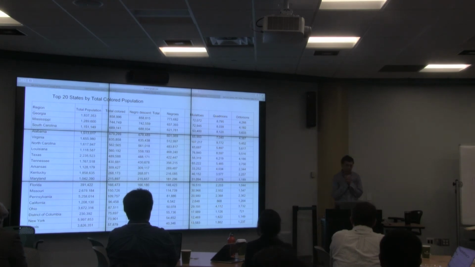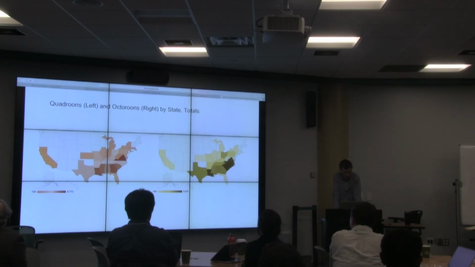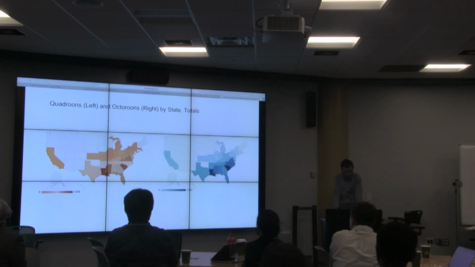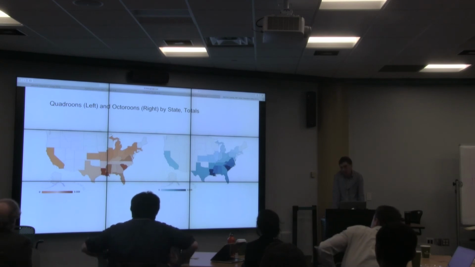So the question I had is, how useful is this data for understanding not only what the population distribution is, but the accuracy of the numbers? Are these reliable numbers, right? And so I went back and re-entered all this data, looking at the top 20 states by colored population, and then did this both by the total number. So these are the two categories, the quadroons and the octoroons, as the total population, and then also as a percent of the total population.